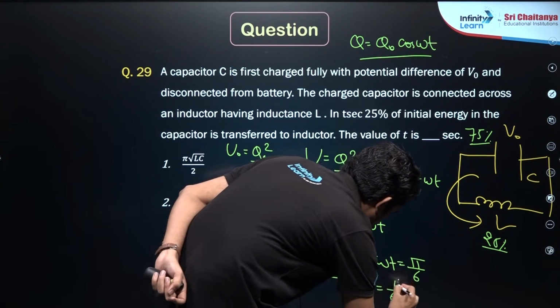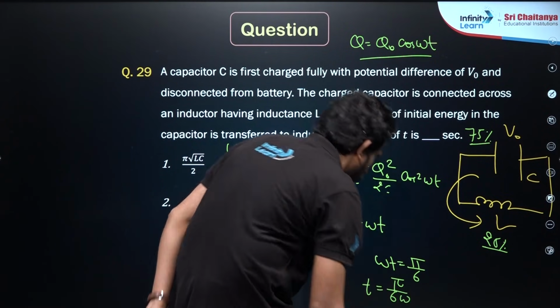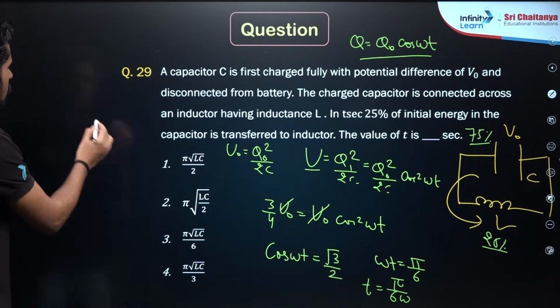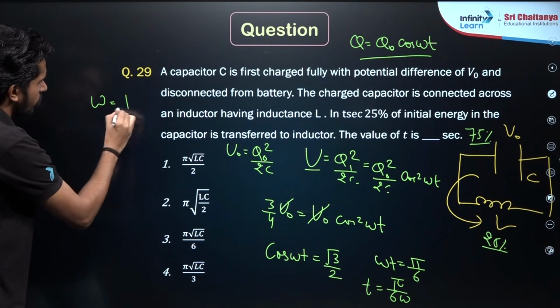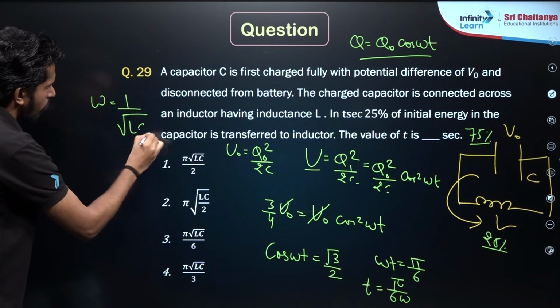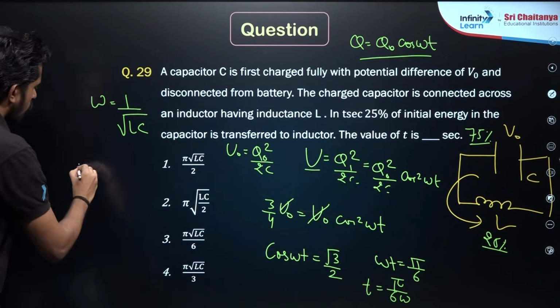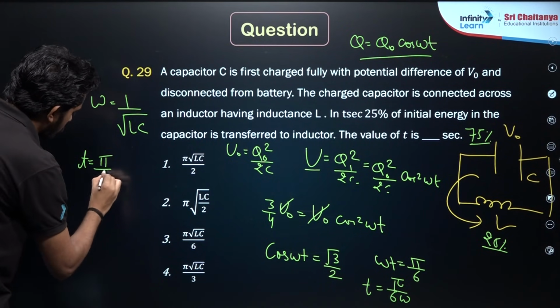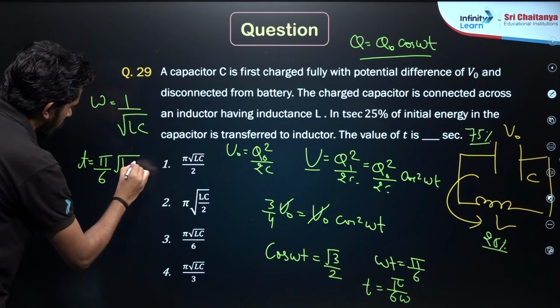So t time is pi by 6 omega. Now which option is correct? And you guys are aware that omega is 1 by root LC. Put that value there. So t time would be what? Pi by 6 and root LC.